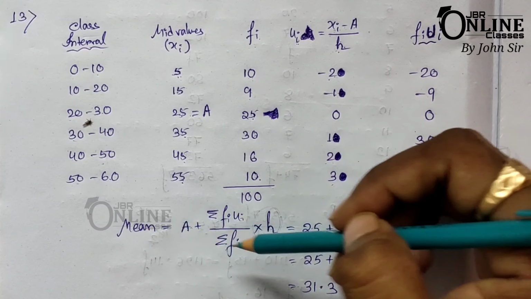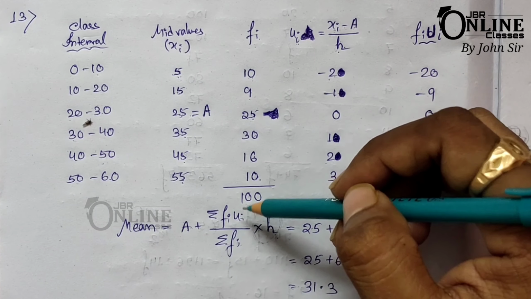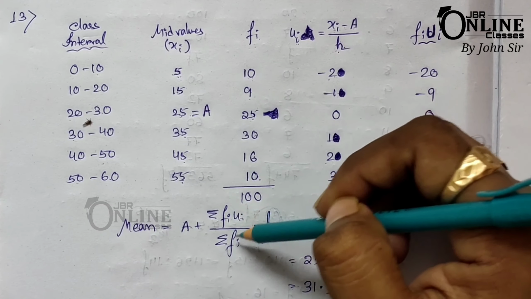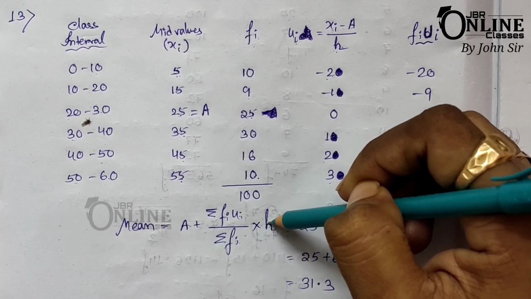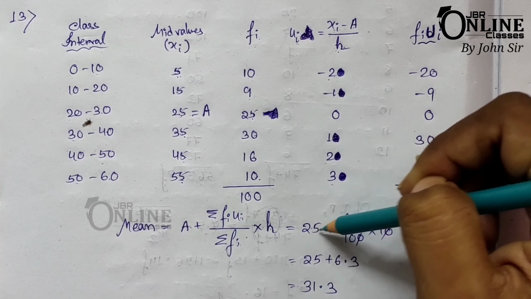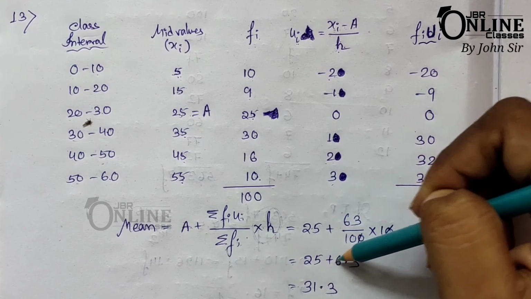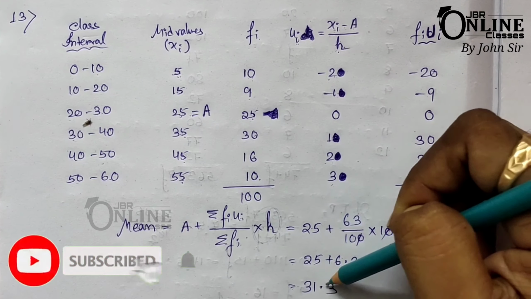Okay, so here the mean equals the formula. In the step deviation method, there is a new formula: a plus summation fi ui by summation fi into h. So here a equals 25, then 63 by 100 into 10, that equals 25 plus 6.3, and that equals 31.3.